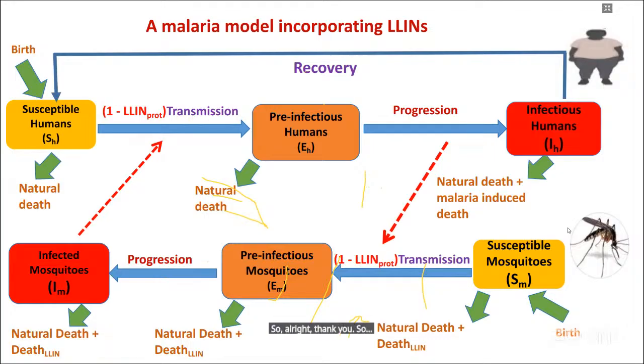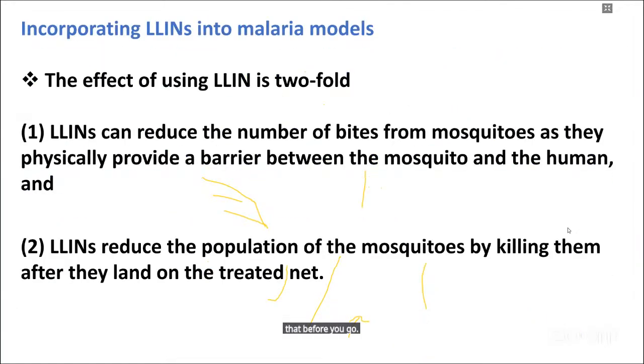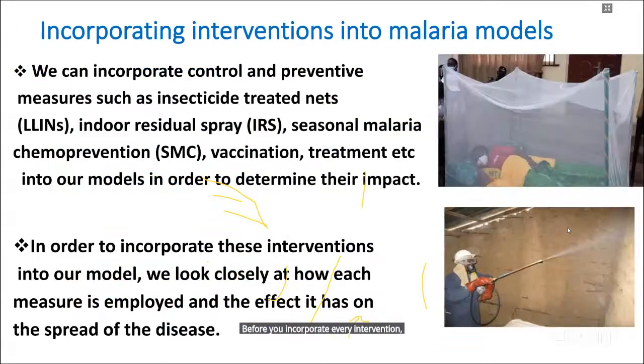So now, just like I mentioned earlier, before you incorporate any intervention, you must look closely at how each measure is employed. Just like for LLI, we saw the operation of LLI is in two folds. Number one, it acts as a barrier, and that was incorporated in the transmission because there is a barrier that blocks transmission. So we incorporated that into the model. And then we also saw that it also kills the mosquito.